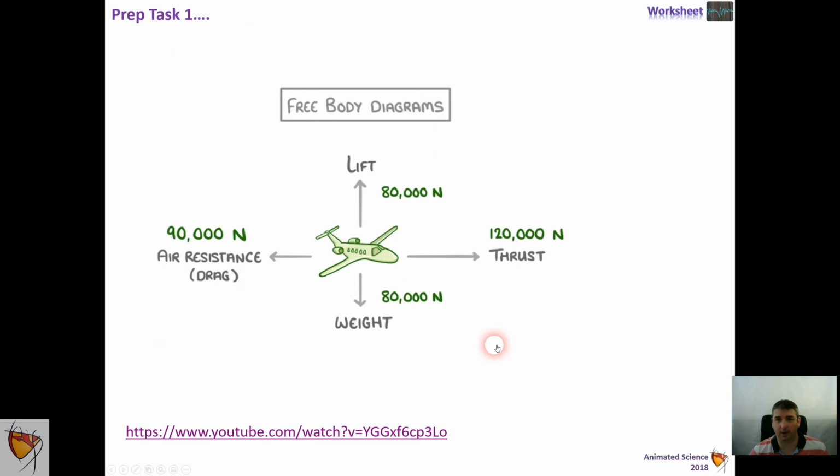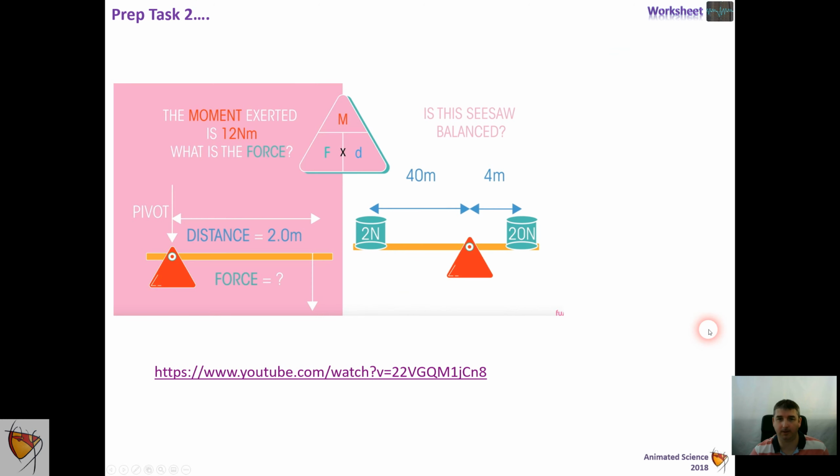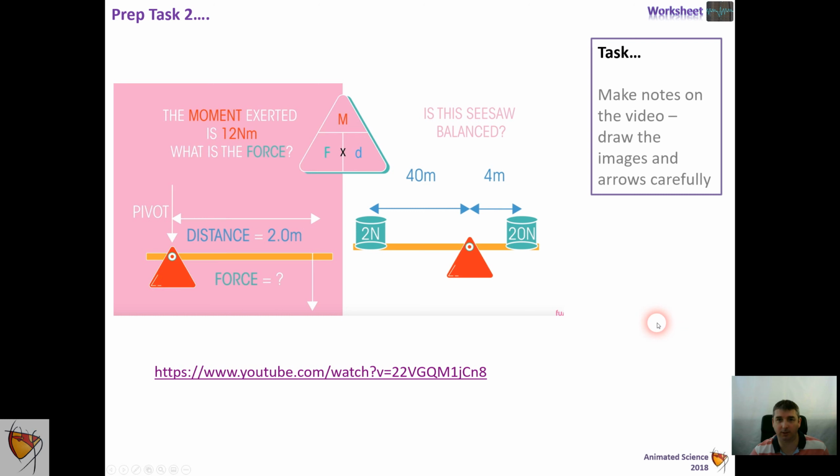So, first thing to look at is have a go at the video. It's just a quick one where you can make some notes, draw the images and arrows carefully so you understand what the different ideas are. Once you've worked through that one, go on to task 2. And task 2 is to look at these balance beam ideas.